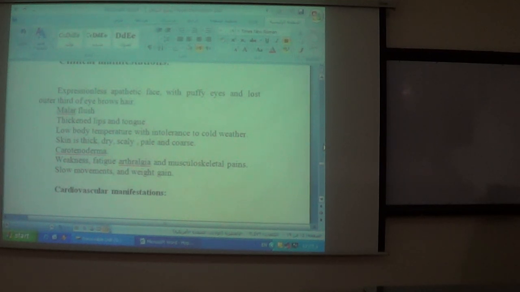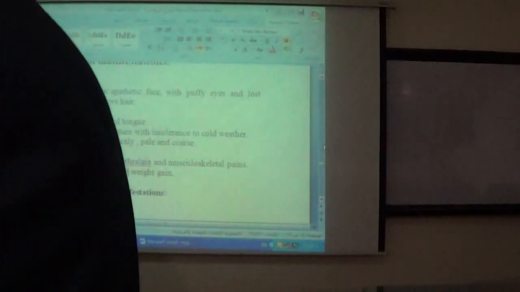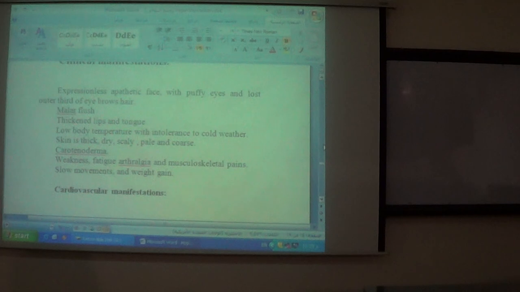Pale and coarse, because low metabolic rate leads to this. As we have normal skin, it is moist. Moist by what? By sebaceous secretion and sweat secretion. Our patient doesn't have enough sweat secretion or sebaceous secretion. Over the years, the skin of the patient is dry, rough, scaly, and thick, like that of a fish, but without weakness, unlike fish. Okay?